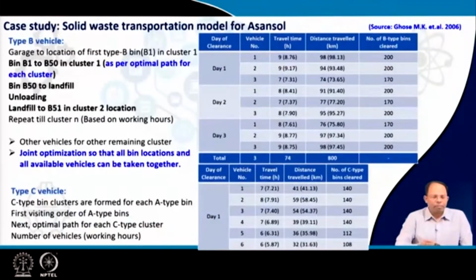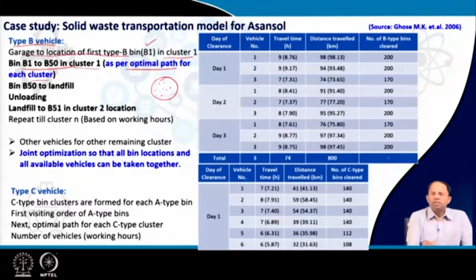Now, coming to vehicle type B, here I collect the garbage bins from different societies and all, and as we discussed, we can go to 50 bin locations and then go to the landfill site. So first we start from the garage to the location of the first type B bin, let us call it B1, and let this bin be in cluster 1. What we are doing is creating a cluster of 50 bins, right? Based on their nearness, we can determine that in one area, this cluster of bins should be taken care of by one particular vehicle. So bin 1 to bin 50 in cluster 1, as per the optimal path within each cluster.